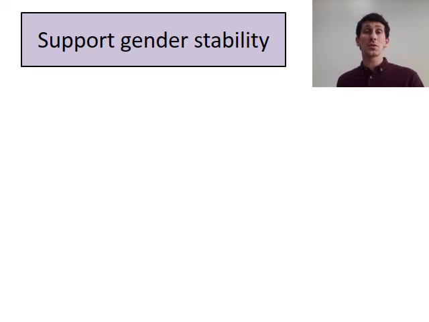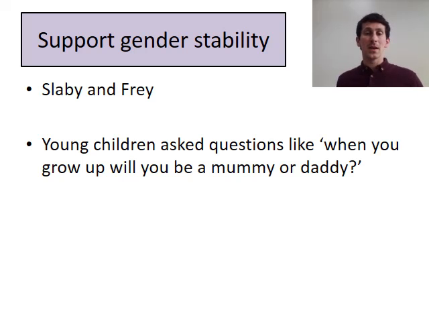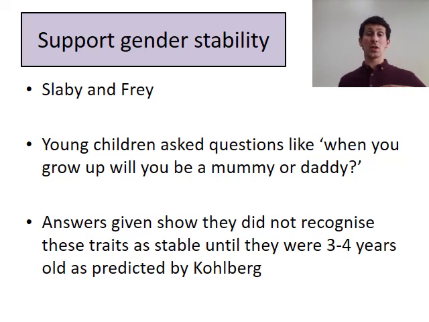So a study to support the gender stability stage of this theory was conducted by Slabley and Frey. And they asked children questions like, when you grow up, will you be a mummy or a daddy? And what they found was that children did not recognise these things as being stable until they were the age of 3 and 4, just as Kohlberg predicted.